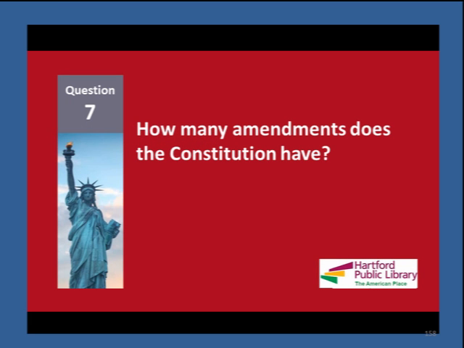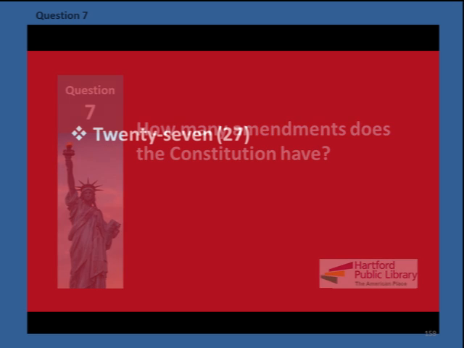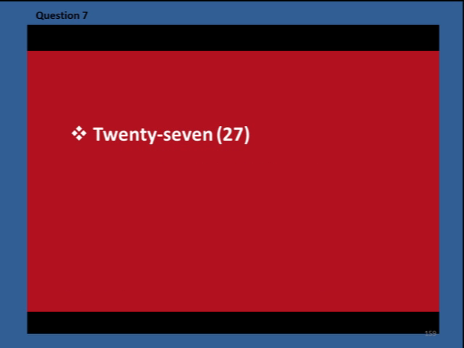Question 7. How many amendments does the Constitution have? 27. The Constitution has 27 amendments.